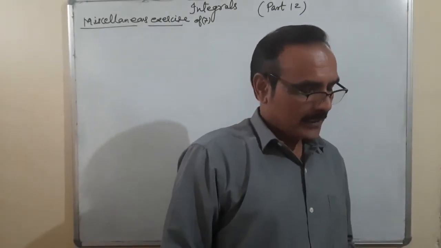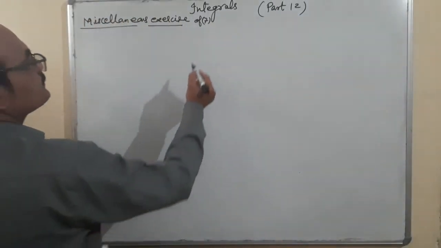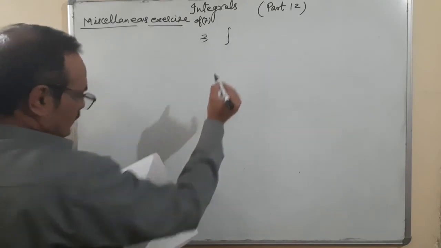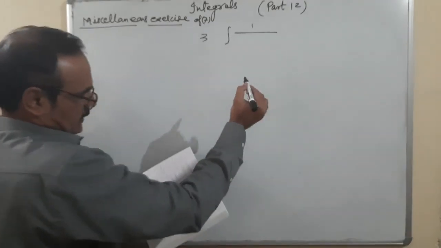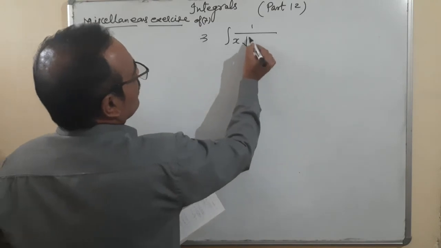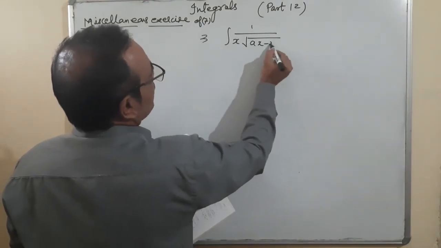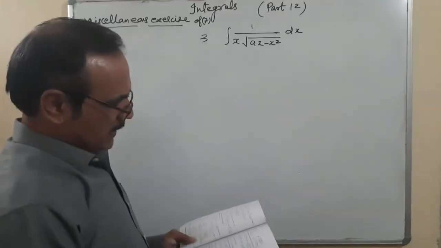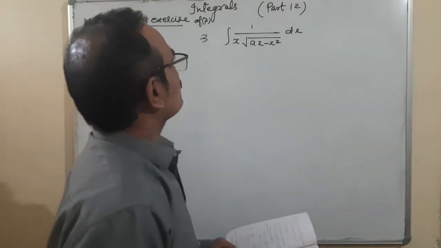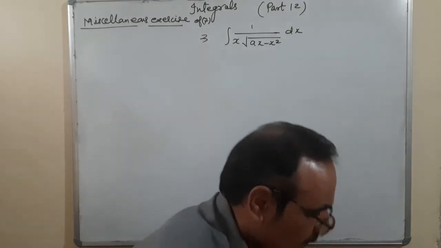Now let us take question number 3. It is also a very important question: 1 upon x under root of ax minus x square dx. Let us check the question first.